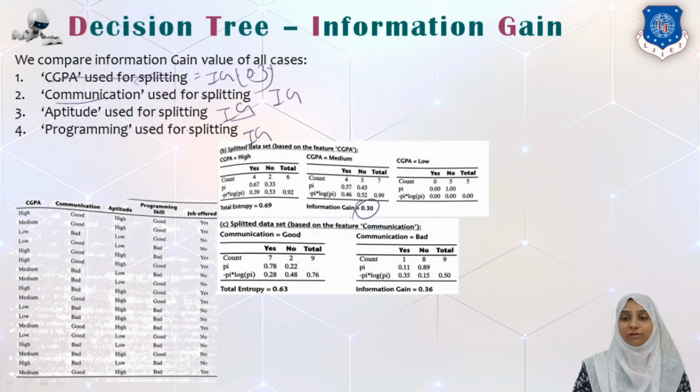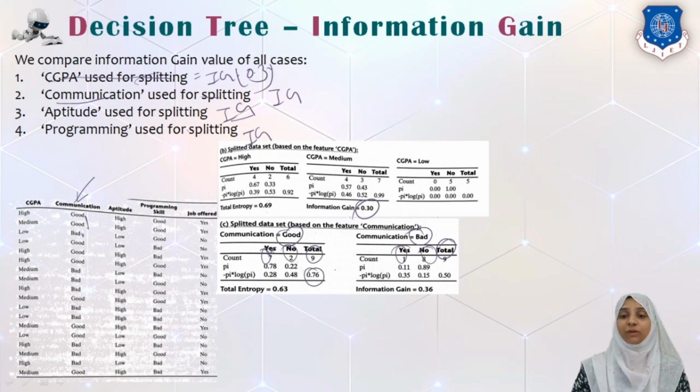If I use communication, that is this particular attribute, then we have only two partitions. One partition will be of good and another partition will be of bad. In total, out of 18 samples, there are 9 good samples and 9 bad samples of communication. Within good communication, if selected yes, then there are 7 samples, and within selected no, there are 2 samples. And within bad communication, the selected sample is 1 yes and the unselected samples are 8.